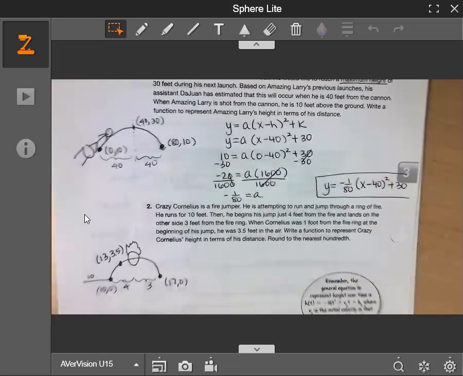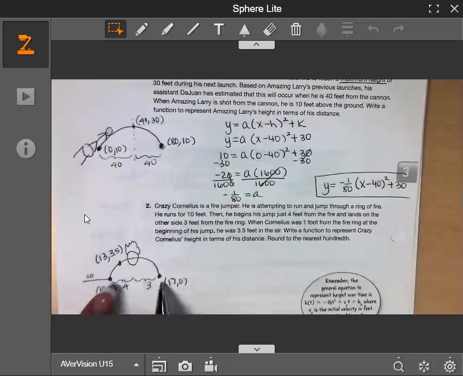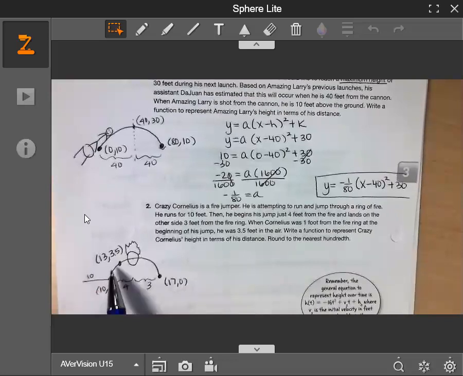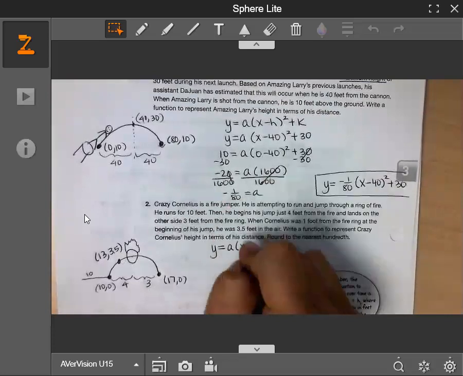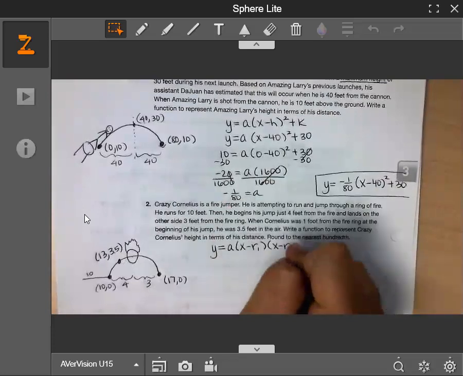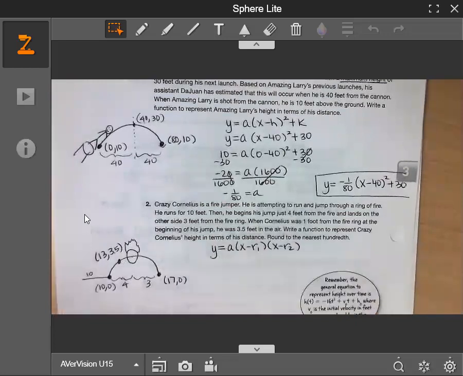Now that we have that, we know we've got the 2 roots that they gave us, and then we have an additional point somewhere on the graph. So factored form would be the best way to write this. For the factored form, that is a times (x minus r1)(x minus r2). Now we're ready to write this equation in the factored form.